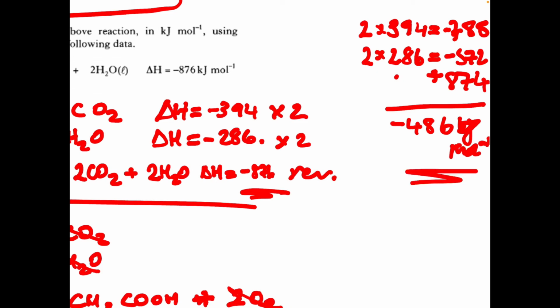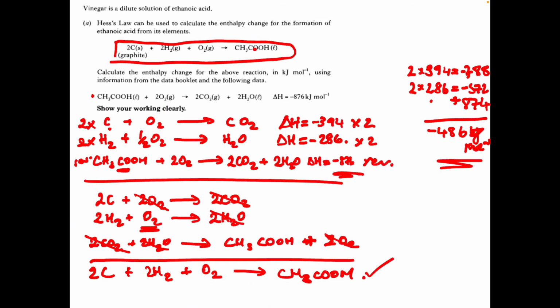There we go, so minus 486. So it'll be minus 788 minus 572 plus 874, and that gives you minus 486. Just be careful with your positives and negatives because it's quite easy to make a mistake. Okay, I'll let you see that all in one if you need to pause that at all.